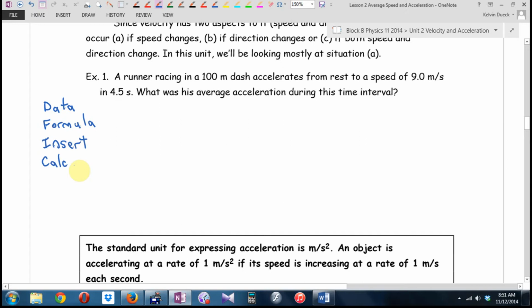So you ready? We're going to DFIC. We're going to list our data. We're going to read through this question, and anytime we see a number or a physics word, we're going to write down what it is. So starting at the beginning, what's the first number you run into? What is that? Look at the units next to it. What are the units next to it? Out of what I've said so far, that's a distance.